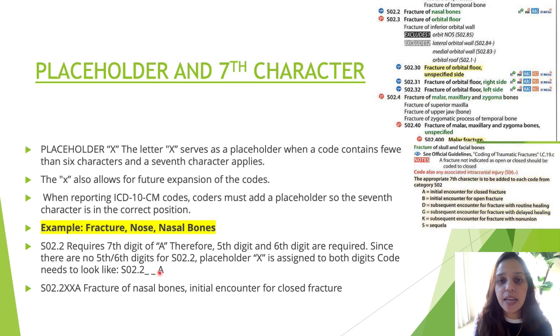So how are we deciding it is A? It will be mentioned there only in the guidelines. A is equal to initial encounter for closed fracture. It will be mentioned in your clinical document. If it's a closed fracture, initial encounter, then accordingly you need to place your 7th character.